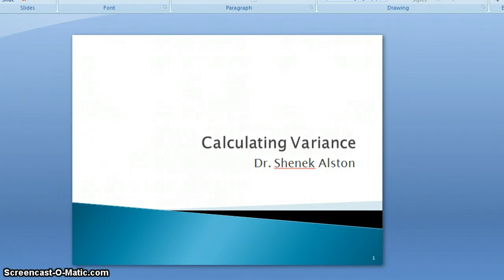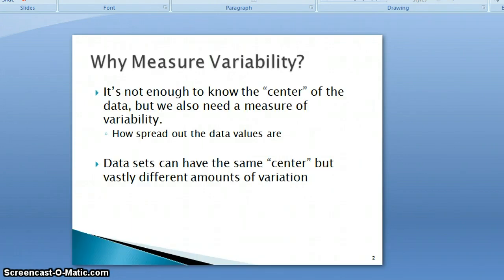This tutorial will show you how to calculate the sample variance. Why measure variability? It's not enough to know the center of the data, but we also need a measure of variability, how spread out the data values are. Data sets can have the same center but vastly different amounts of variation.